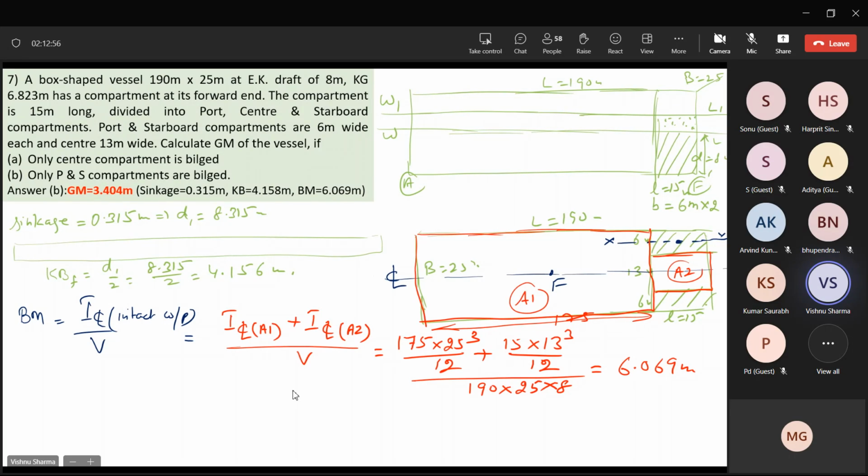So these two are added just to save time, to simplify our workload. Otherwise, there's no other reason. And now you can add KB, AM, KB, BM, subtract the KG. Are you getting the answer of 3.404? Please check. 3.404.